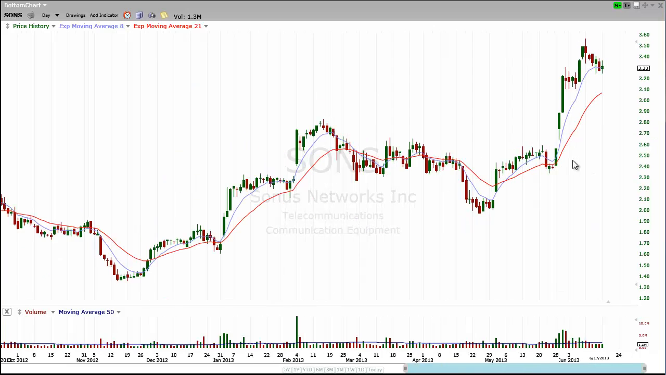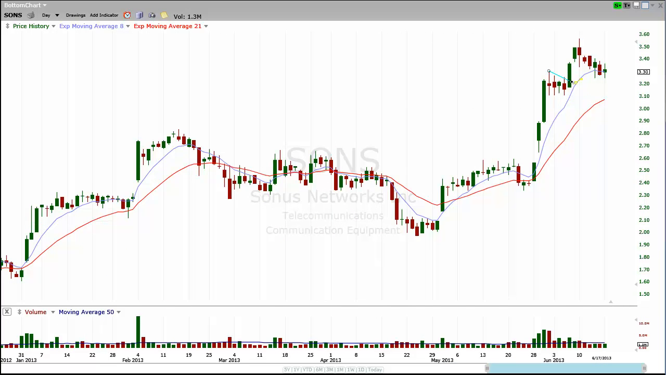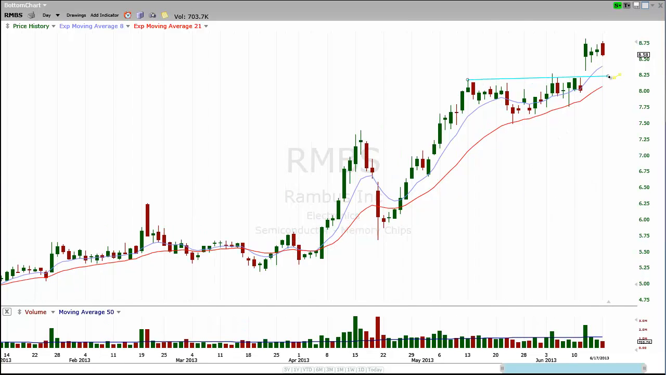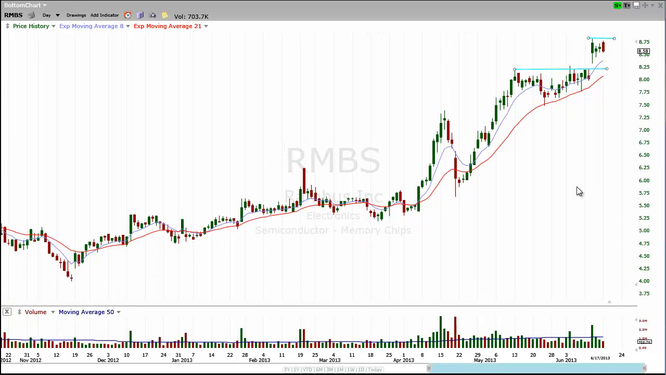SUNS, you see a little flag here and a pullback right to kind of the resistance area of that. So maybe a potential long above these highs. RMBS broke out of here, sort of gapped up a little bit, and probably needs more time to consolidate across here, but not looking too bad.